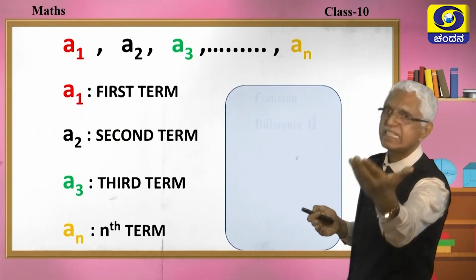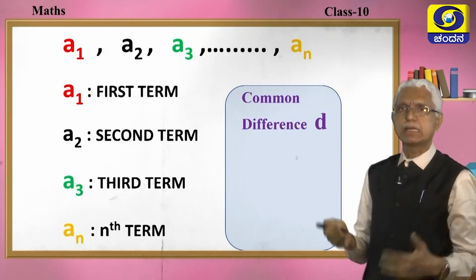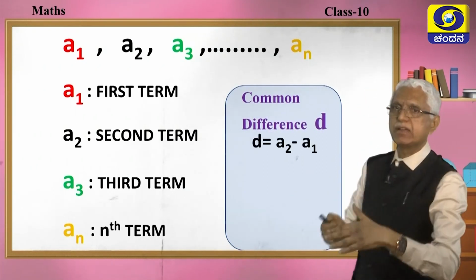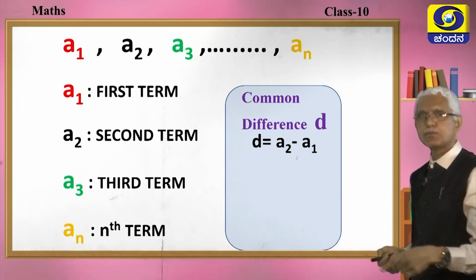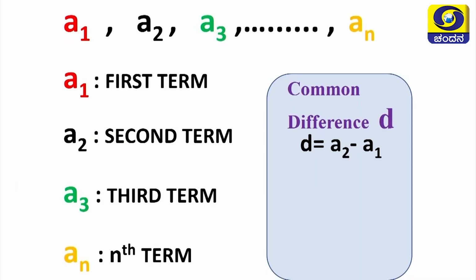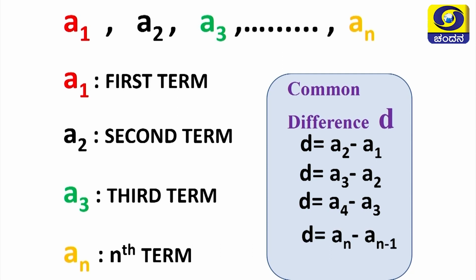Suppose you ended with A10, there are 10 terms. You ended with A25, there are 25 terms. Now observe, my dear children, here A2 minus A1, what is happening here? It is the second term minus the first term, that is the common difference. Similarly, observe the third term minus the second term, it is the common difference.